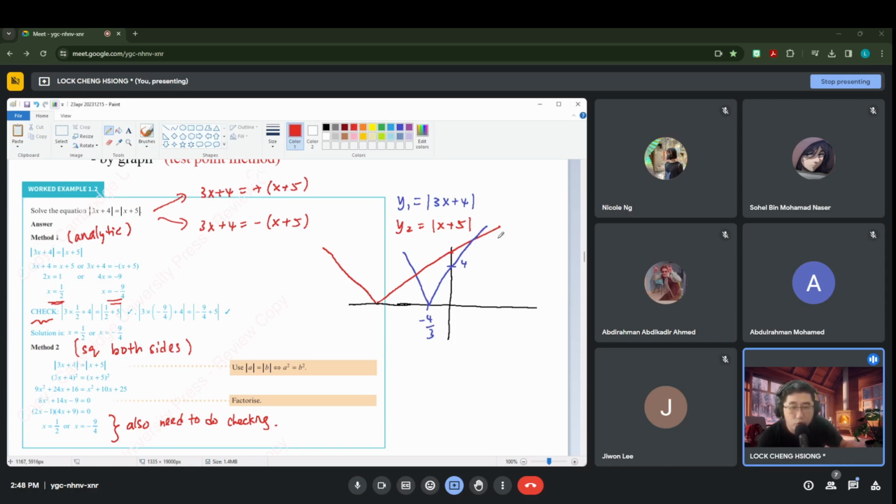Okay, so you will see two intersection points, where this is 5 and this is minus 5. By graph, we can solve these two equations. You'll realize that one answer is 1 over 2, and the other answer is negative 9 over 4. Therefore, these are the two answers if you do it by graph. Acceptable?